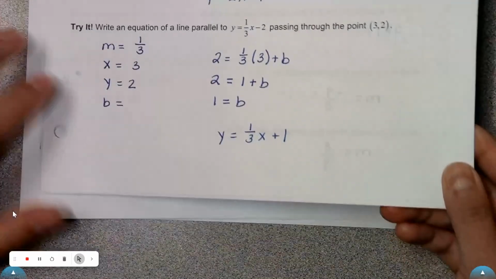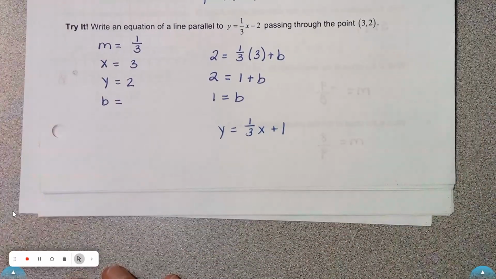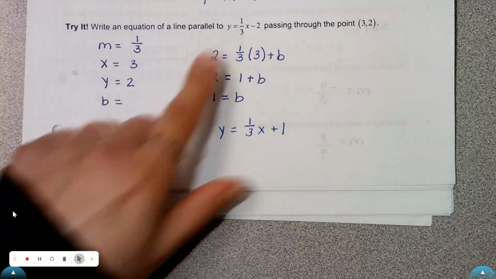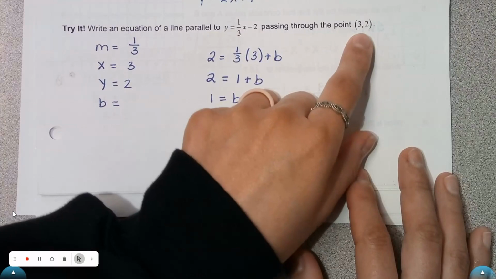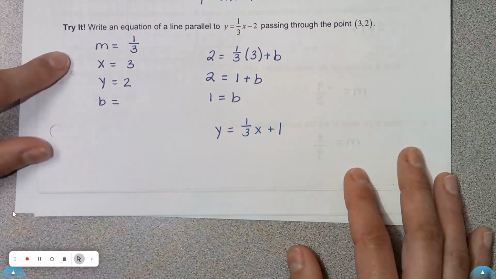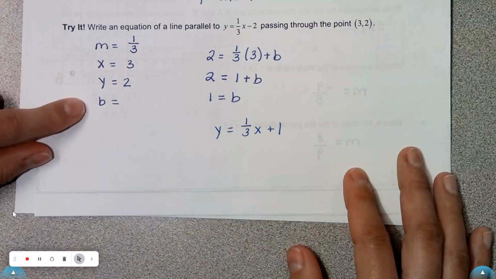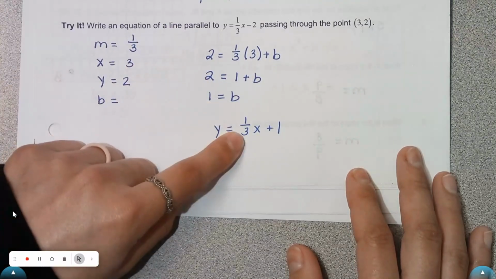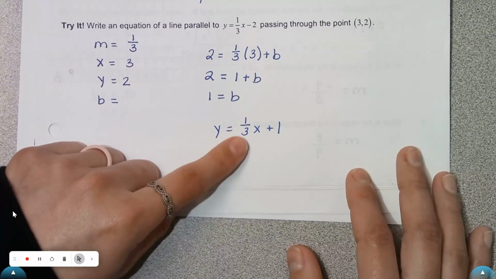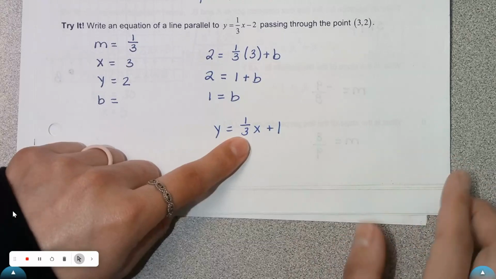All right, so here's what I got for that bottom one. So because your slope is 1/3, it'll stay as 1/3. I'm not going to change it. Okay, that -2 means nothing to us, so ignore it. But you are going to use this 3 and this 2, and that's why I wrote that here on the side. And then I'm solving for my b. In the end, you get 1 as your b, and when you plug stuff back in, this should have been your equation. All right, let's flip to the next page.